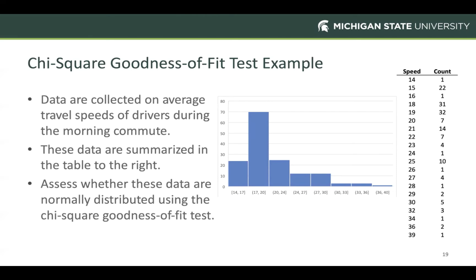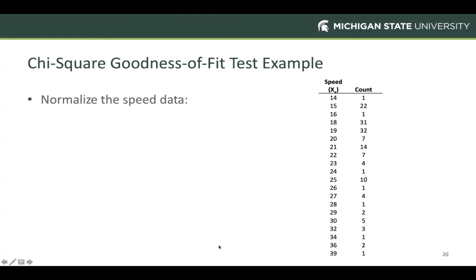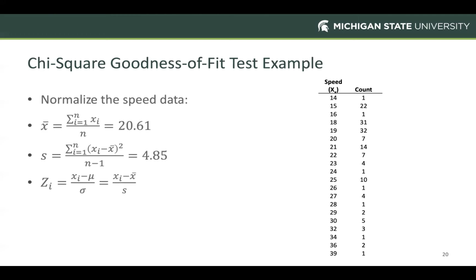And so on the subsequent slides, we'll walk through how we organize these data such that we can apply the chi-square goodness of fit test, okay? All right, so to normalize the data, we're all familiar with how this works. We can simply calculate the z-statistics. I've taken this sample of data. Our average travel speed across those 150 observations is 20.61 miles per hour, standard deviation of 4.85 miles per hour.